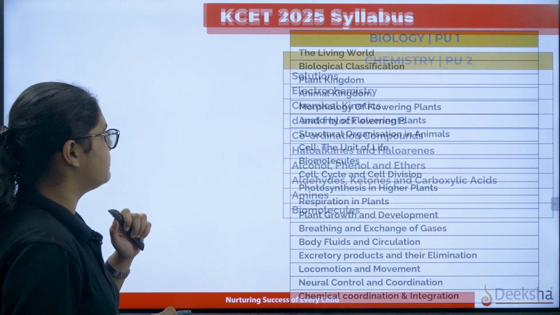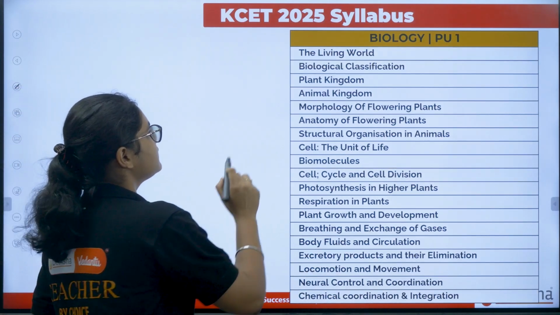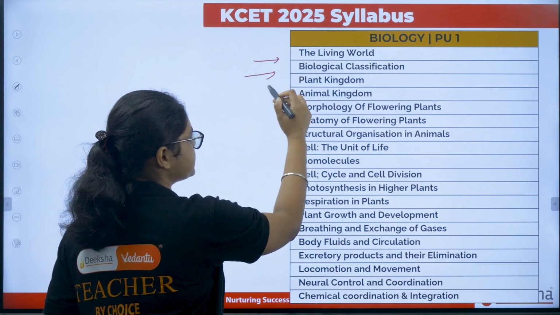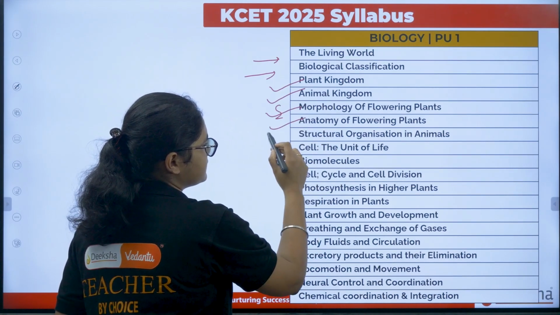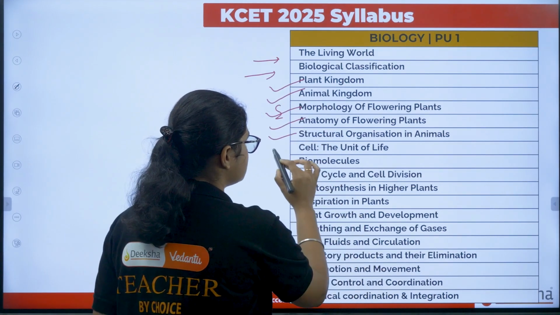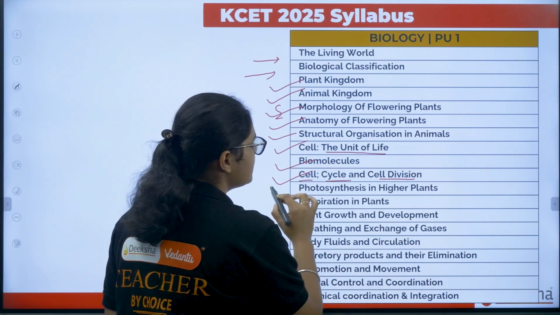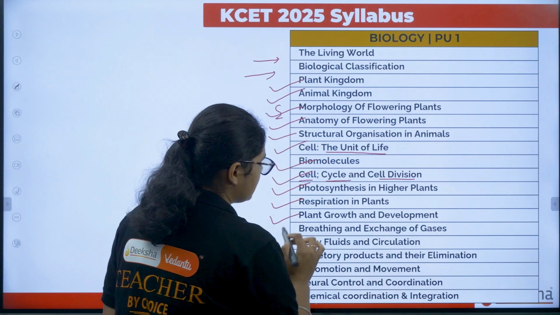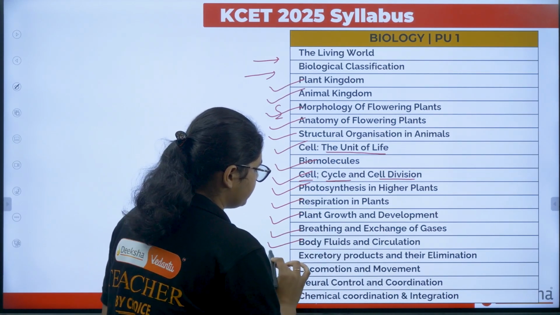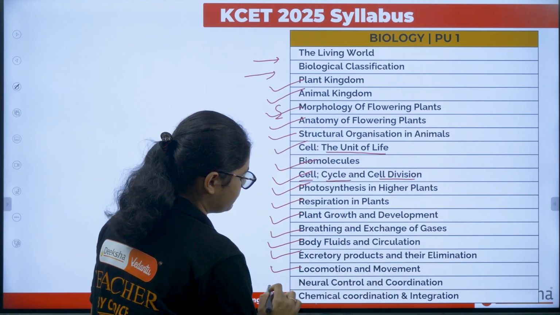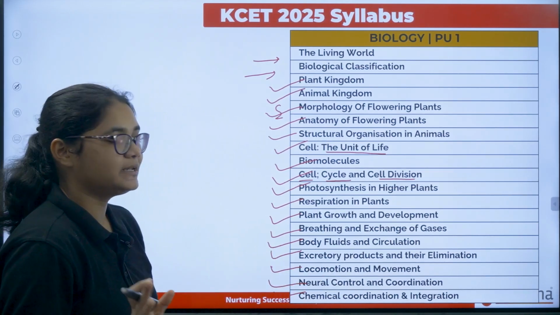Okay, now coming to bio. So first PU, lot of chapters are there. So first one, the living world, biological classification, plant kingdom, animal kingdom, morphology of plants, anatomy of plants, then you have structural organization in animals, then the cell, the unit of life, biomolecules, cell cycle and cell division, photosynthesis, respiration, plant growth and development, breathing and exchange of gases, body fluids, excretory products, then you have locomotion, then you have neural control and coordination, then chemical coordination and integration.